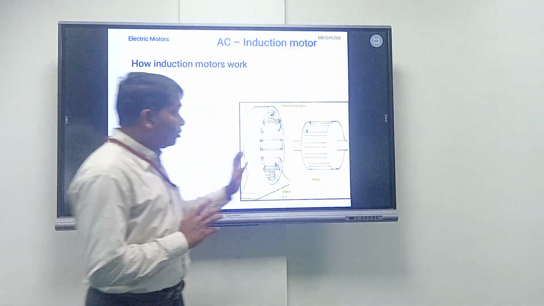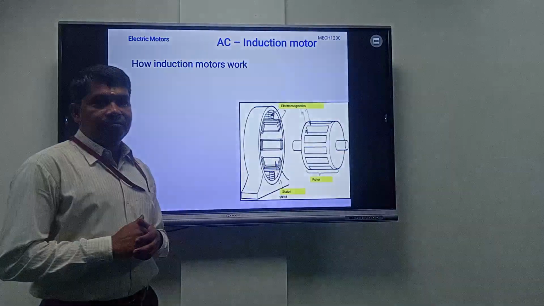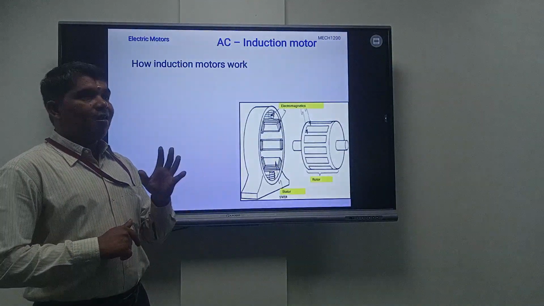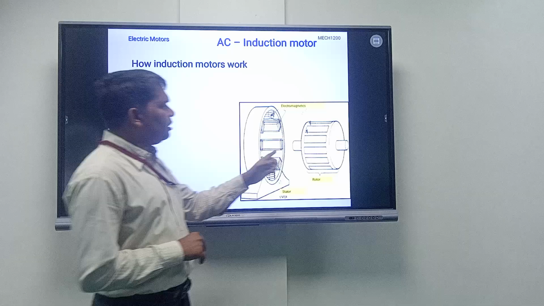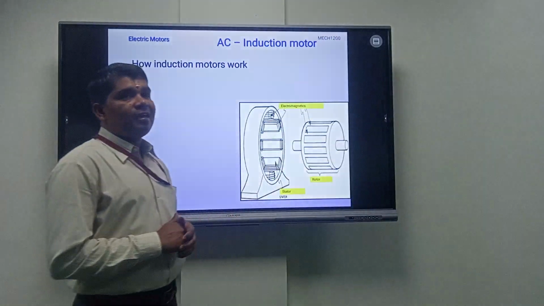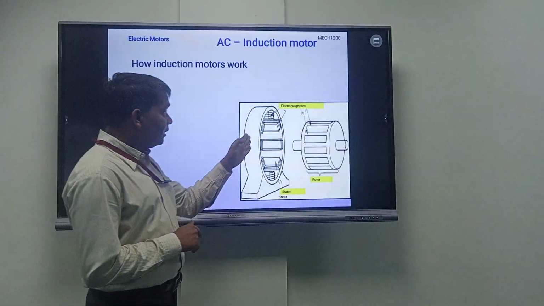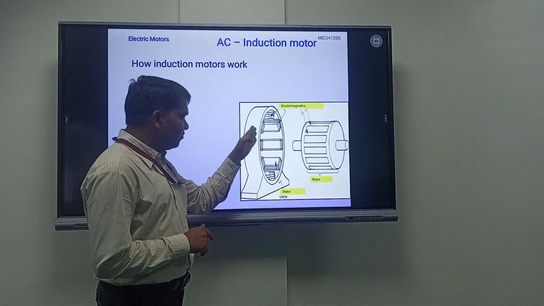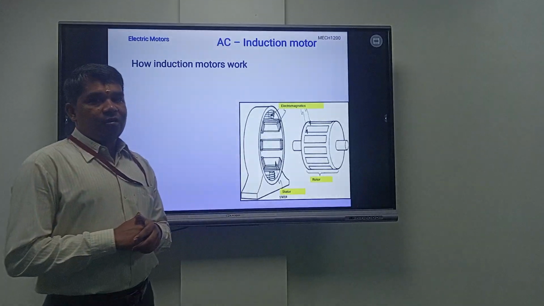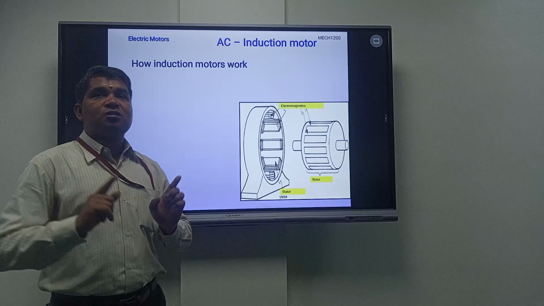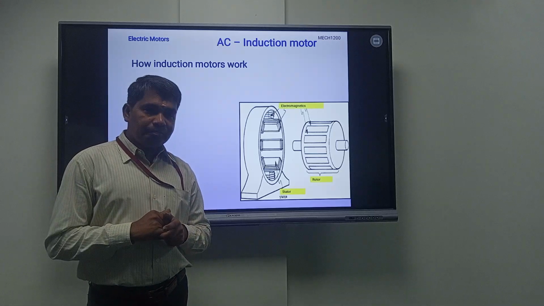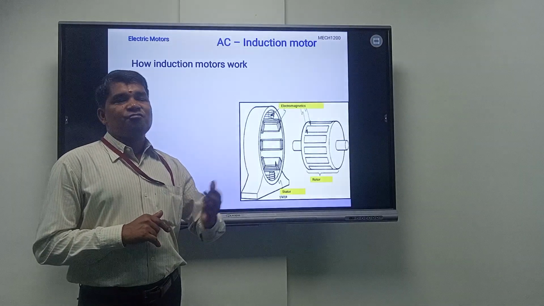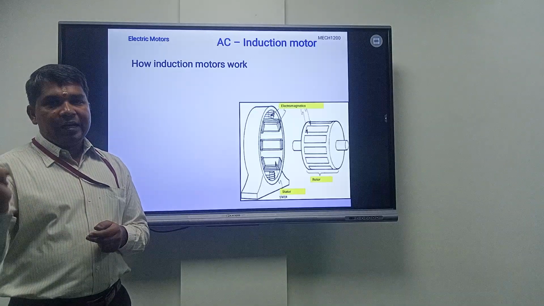Now the rotor will be rotating at a speed, which is called the motor speed. That speed will be lesser than the rotation of the magnetic field of your stator. This is the only difference between the transformer and the induction motor.